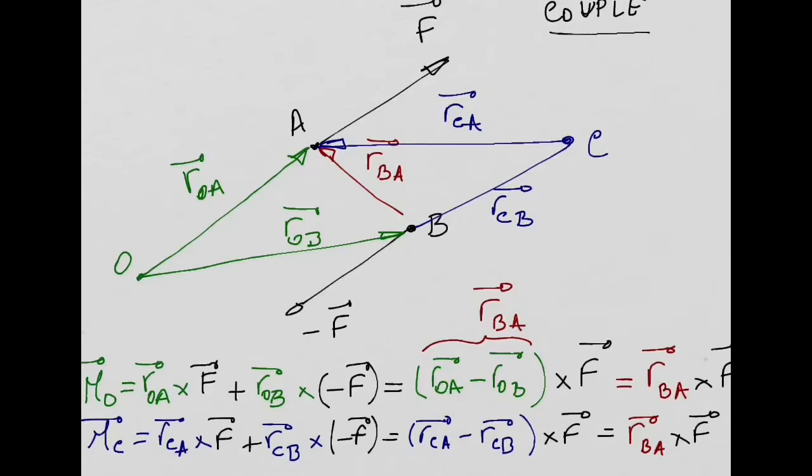That moment will always depend on the position vector connecting the two points A and B where the forces are applied, cross product with my force vector F in the couple, right? This is a very important property of this couple. So it doesn't matter which point we choose to calculate the moment, we can always obtain the same result for the moment produced for the couple, which is RBA cross product with F.